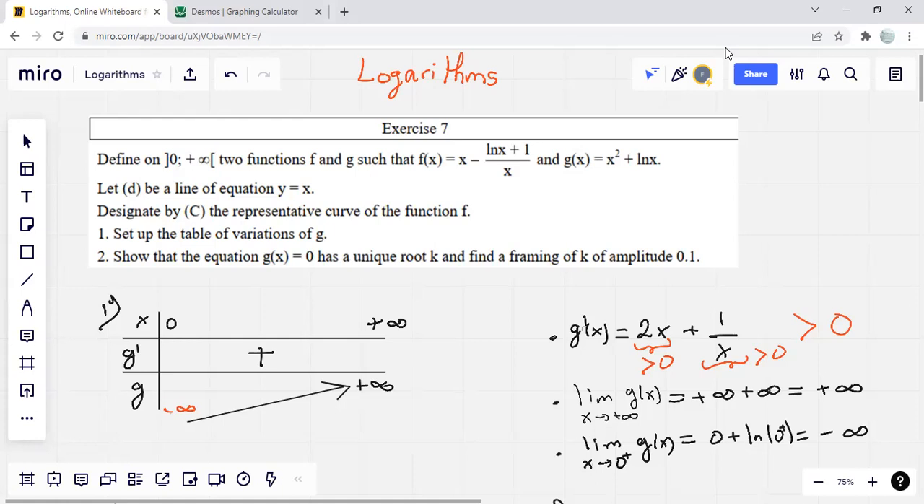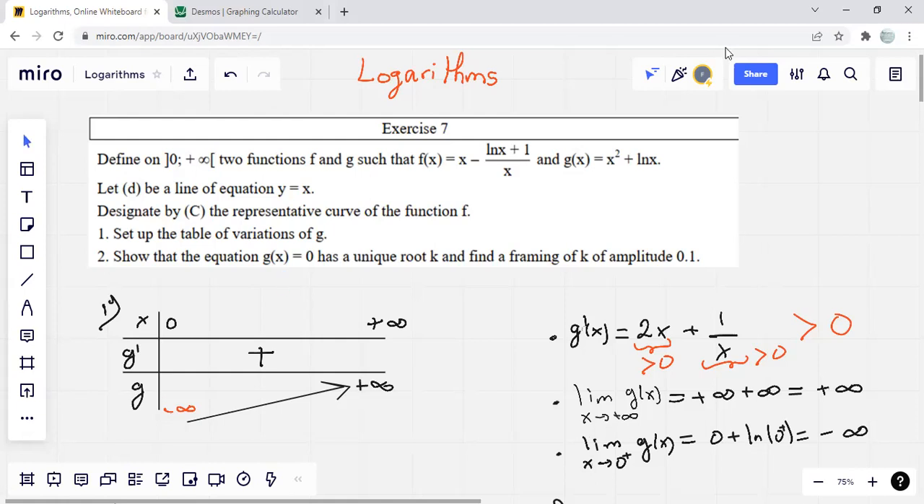For the second part: show that the equation g of x equals 0 has a unique root k, and find a framing of k of amplitude 0.1. Okay, for example between 0.9 and 1, or between 1.5 and 1.6. So, amplitude 0.1. From the first lesson we took this year, we know that g of x equals 0 has a root when it is continuous and changes sign in a given interval. And if it is strictly monotone, meaning strictly increasing or strictly decreasing, then it has a unique root.